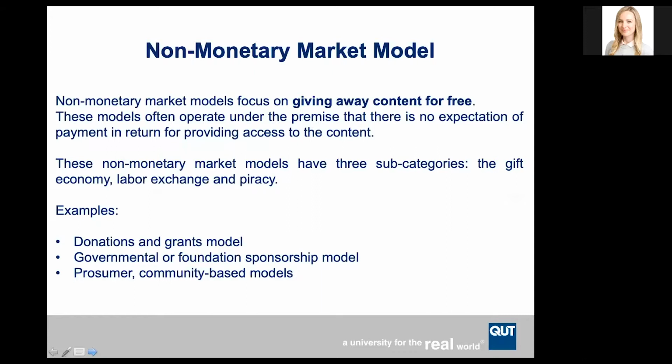The last model we're looking at in non-monetary market models is the prosumer community models. And this is one of the most popular models to produce open textbooks. What makes it a prosumer model is that the person who creates the content is often also a consumer of the content. A good example of this is a teacher who creates a textbook off their own back without any funding or real support from any external organisation or from the educational institution. They're using it in their course because they either found a gap in the current content that they were using, or they wanted to deliver the content in a different way to benefit their students.